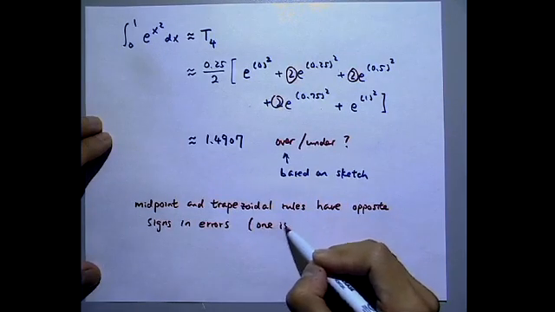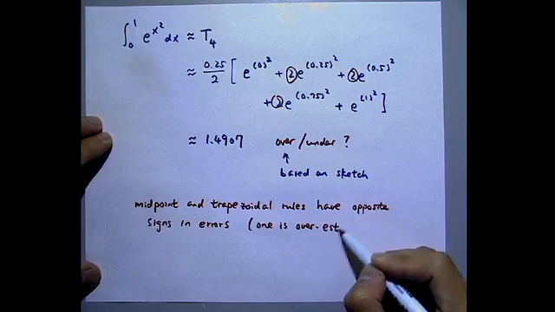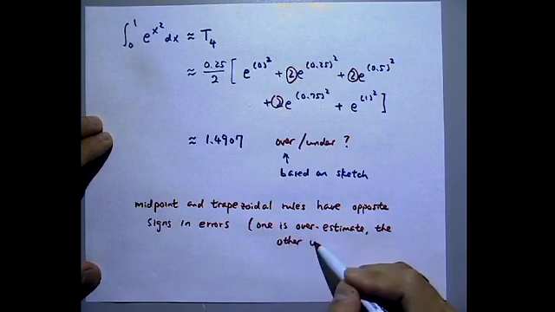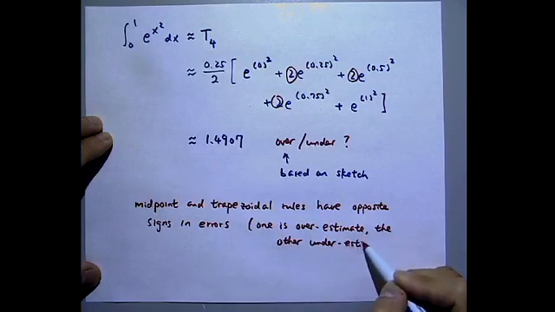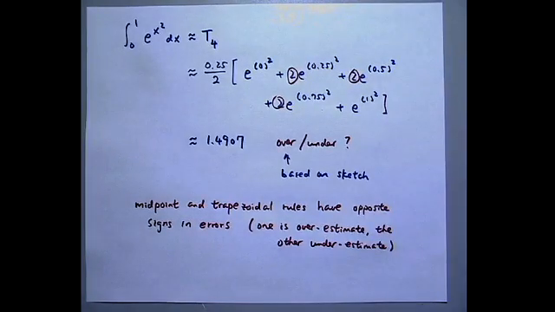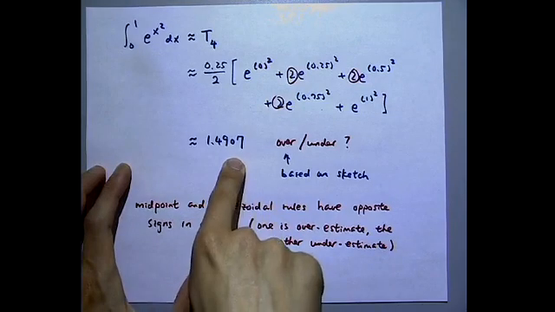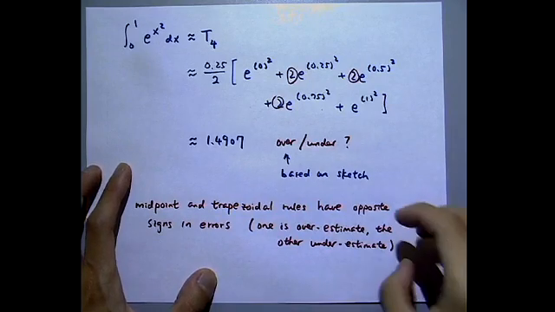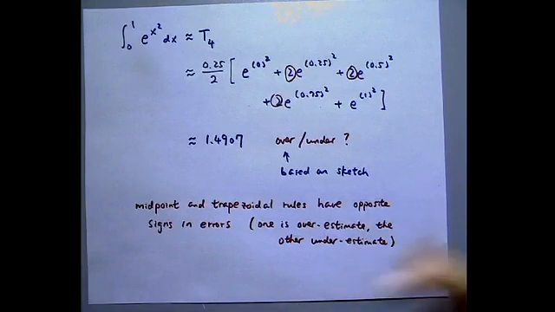So one is an overestimate, the other an underestimate. It's not always easy to tell beforehand which one is which, but this is always the case. Whatever the shape is, one of them will always give you an underestimate, the other one always gives you an overestimate. In this shape we're seeing here, e to the x squared, trapezoidal rule gives you over. So that means the midpoint rule gave us an underestimate. And the true value is somewhere between these two, right?